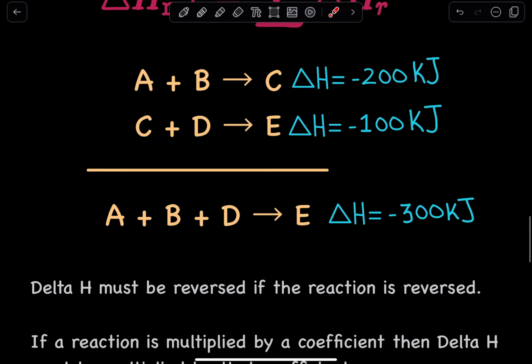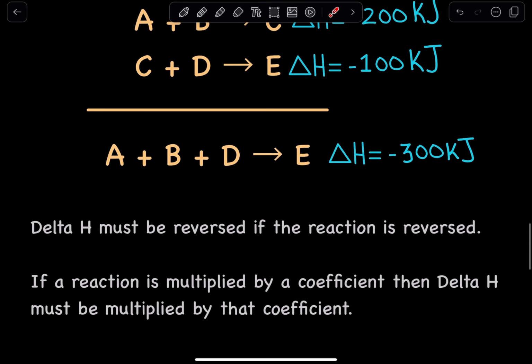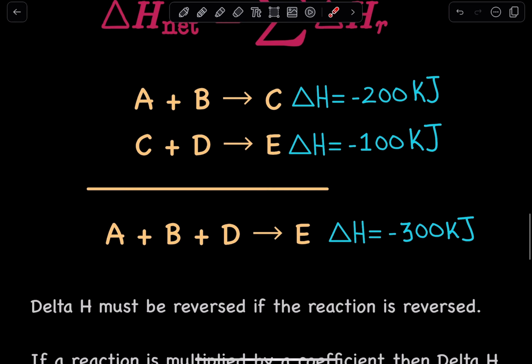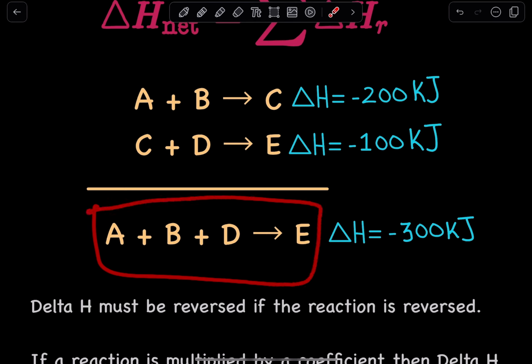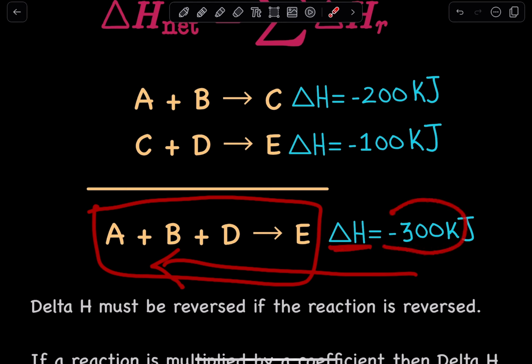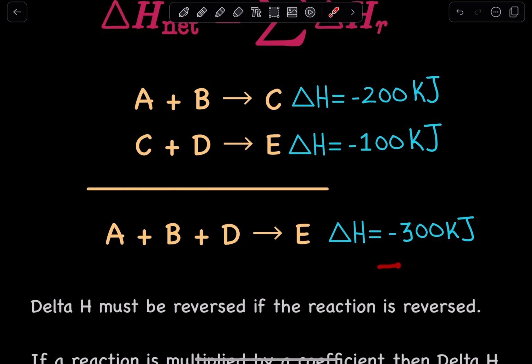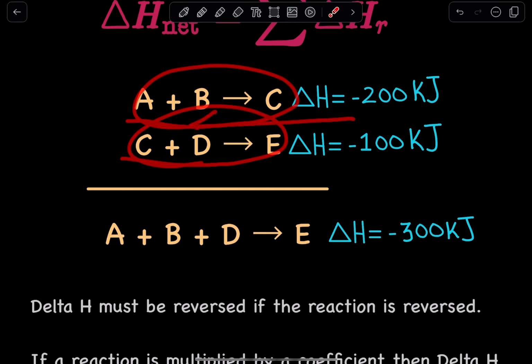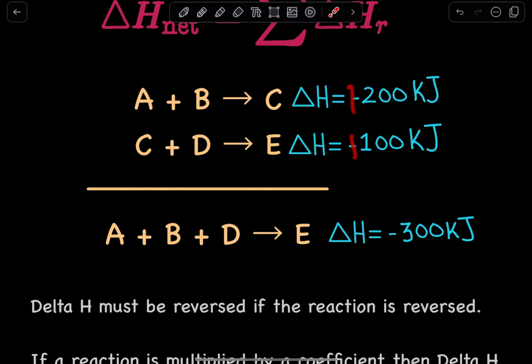Now, there's two rules that we have to keep in mind when using Hess's law. And that is, if the reaction is reversed, then we must reverse delta H. So that means that if I were to look at this reaction in the reverse direction, the enthalpy would no longer be negative 300, but instead it would be positive 300. And if I was to flip this reaction or this reaction in the opposite direction, these negative values would also become positive.